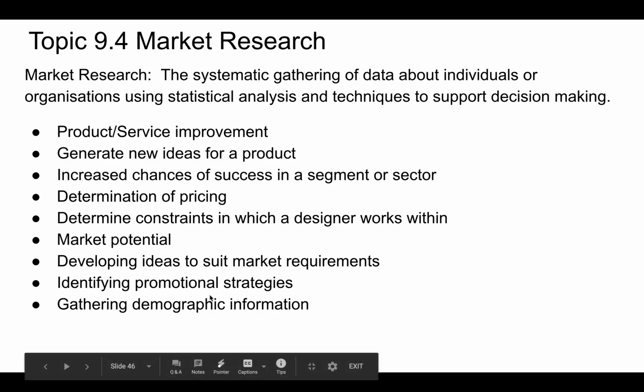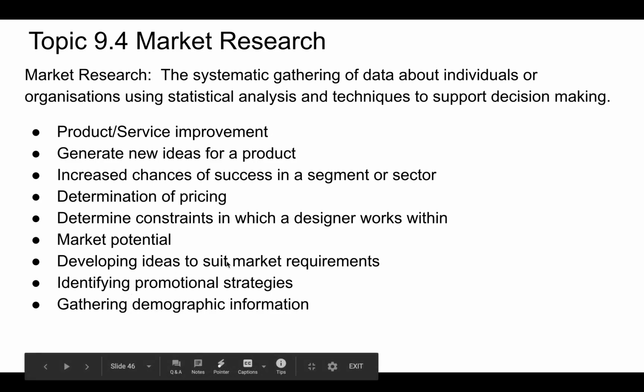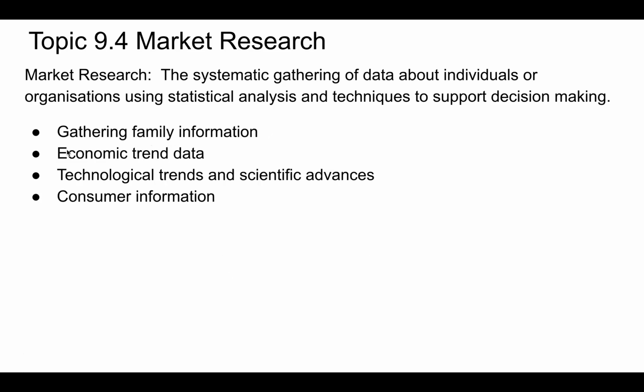Gathering demographic information. So demographics is sort of a picture of the people who are using your product. You might gather family information or economic trends. We've done this with, for instance, the Google word search that we've done. Technological trends and scientific advances. You could be doing some research into those kinds of things, and then just consumer information in general. So these are all reasons why you would want to do market research. And this right here is the actual definition from the IB, so you've got to make sure you know that.